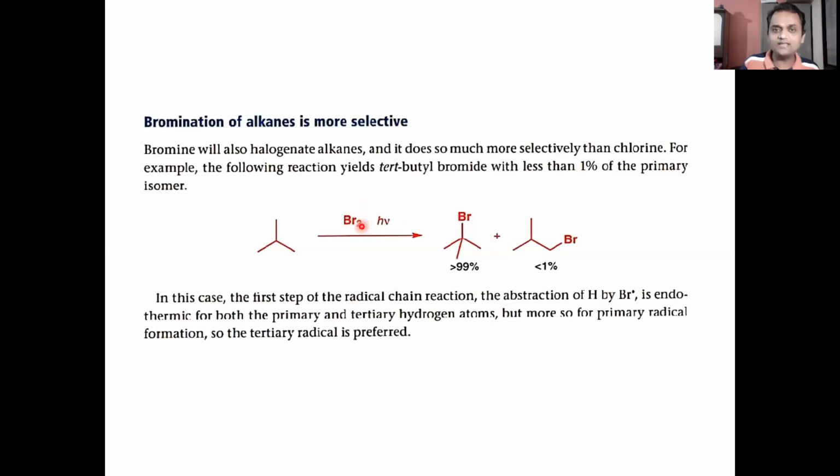But our reaction is a photochemical reaction. So the tertiary radical is preferred, because tertiary radical formation is less endothermic and requires less heat. Primary radical formation requires more heat, and as our reaction is photochemical, the tertiary radical is preferred. So that question is important: why is the proportion of the tertiary isomer higher in the bromination of alkanes as compared to the chlorination of alkanes?